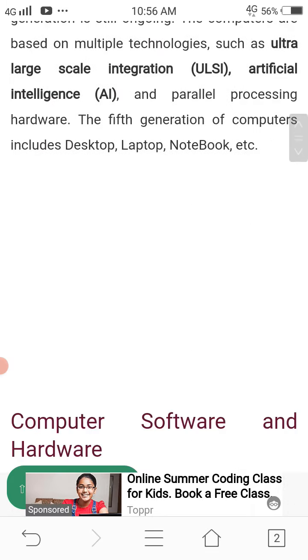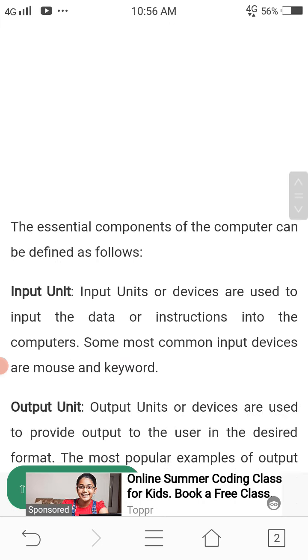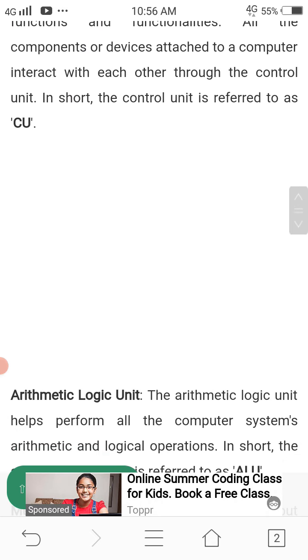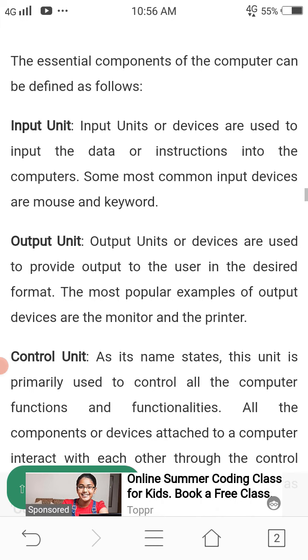Next we are going to discuss the basic components of a computer system. The basic parts of a computer system are input units, output units, memory, control unit, and arithmetic and logical unit. We are going to discuss all of them. The input units or devices are used to input the data or instructions into the computer. The most common examples of input devices are mouses, keyboards, etc. Next are output units. The output units or devices are used to provide output to the user in the desired format. The most popular examples of output devices are monitors and printers.